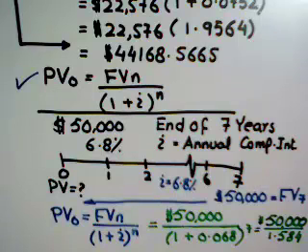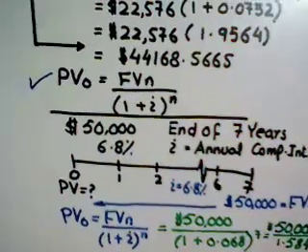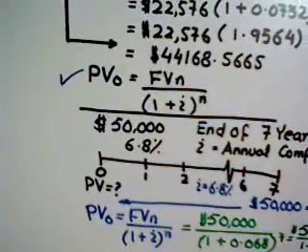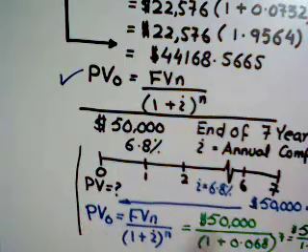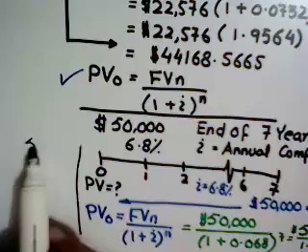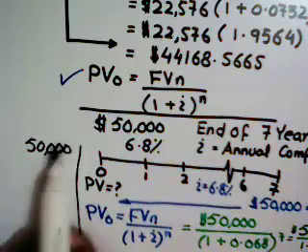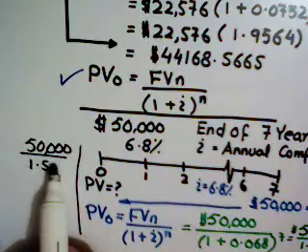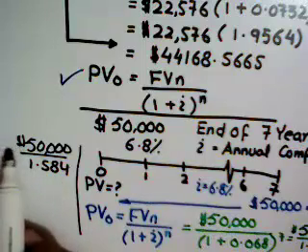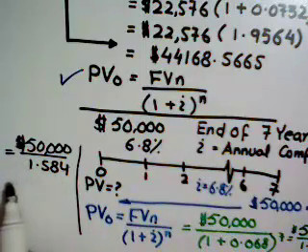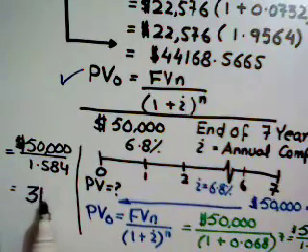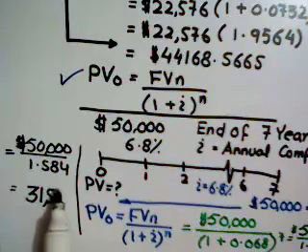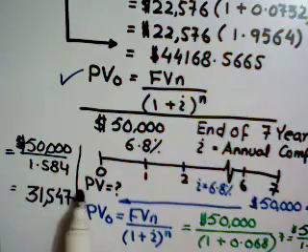Let me make some space for this. Let me solve it here. So 50,000 divided by 1.584 equals 31,547.95.